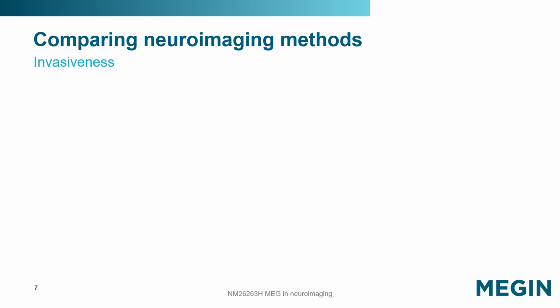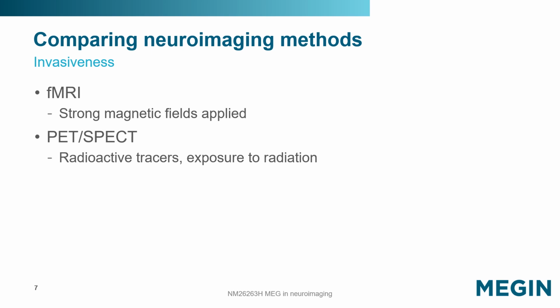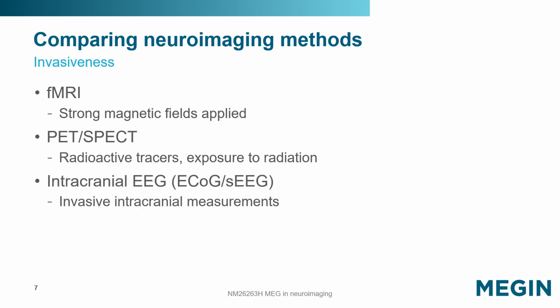Most of the neuroimaging methods we discussed are invasive to some degree. In fMRI, the body is exposed to strong magnetic fields. In PET and SPECT, radioactive tracers are injected into the body, thus exposing patients to radiation. In intracranial EEG, such as electrocorticography and stereo EEG, the electrodes are implanted directly into the brain tissue.